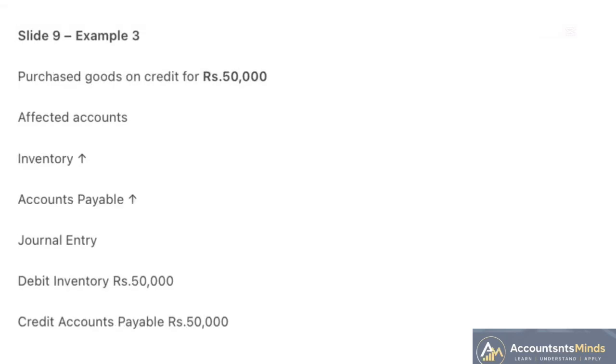The business purchases goods on credit. What does on credit mean? It means the business receives goods now, but will pay the supplier later. Inventory increases because the business receives goods. Inventory is an asset, so we debit inventory. Since payment has not been made, the business now owes the money to the supplier. This creates a liability called accounts payable. A liability increases on the credit side, so we credit accounts payable.